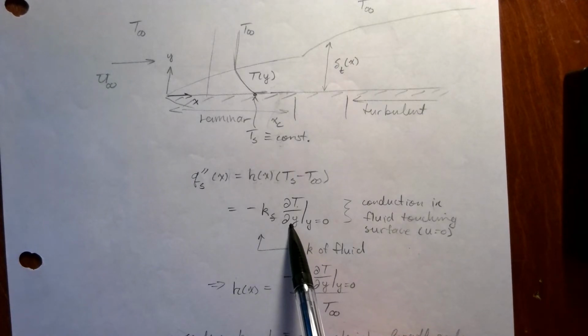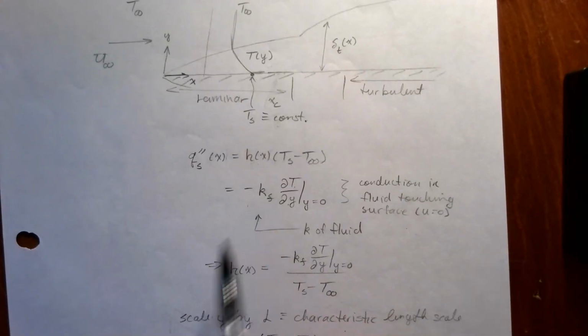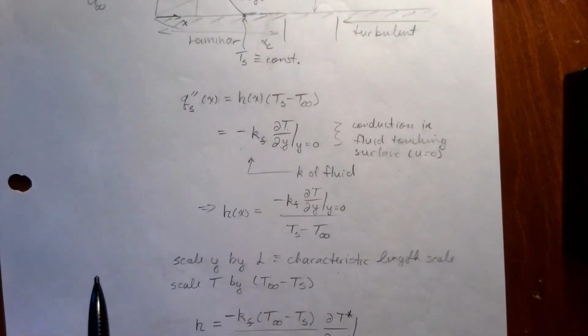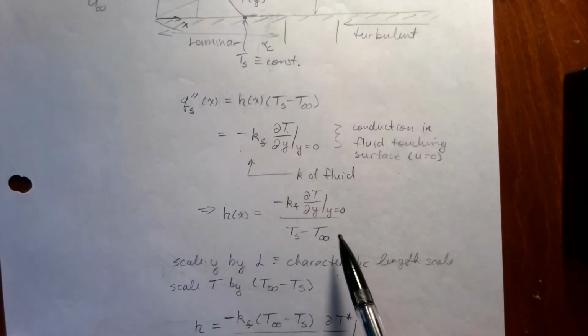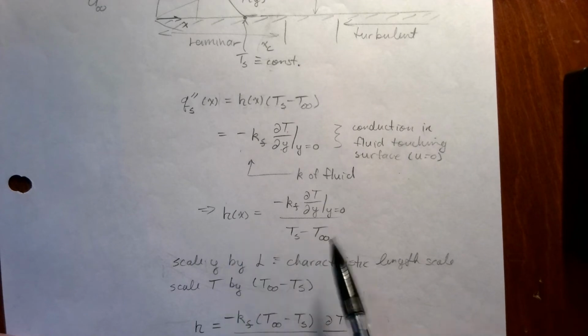So that's the conduction in the fluid that's touching the surface and not moving. Again, that's k of the fluid, not k of the solid. Alright, so let's use this, solve that for h. Just take delta T to the other side in order to solve for h, which is the problem of heat transfer, correct? That's why we're studying convection.